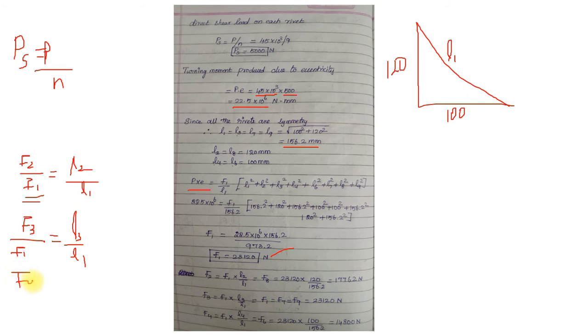So, F4 divided by F1 is equal to L3 by L1. Since I know all the L values and the value of F1, I can find the unknown value F2, I can find F3, I can find F4. That is what has been given here.